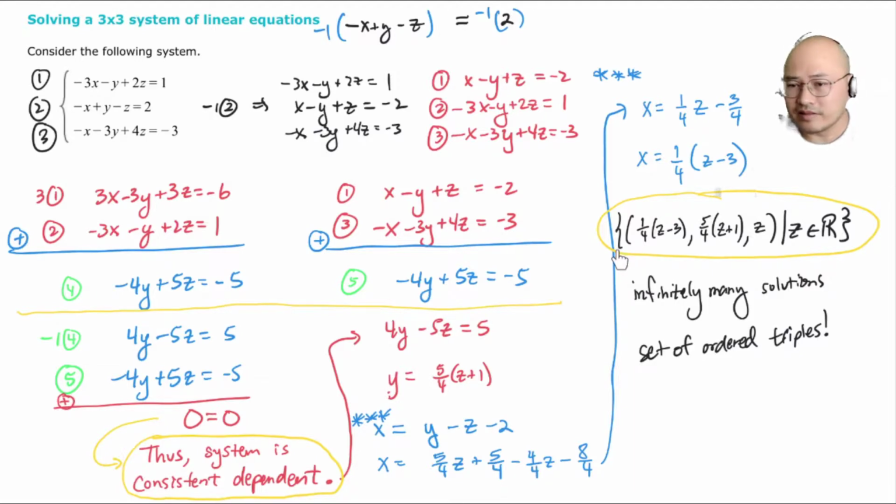And this is a set of infinitely many solutions. In fact, it's a set of ordered triples. So if you pick z to be 0, you're going to find one ordered triple. If you pick z to be 1.2, you'll find another ordered triple that will satisfy this original system. There are actually infinitely many solutions. Pretty mind-blowing.